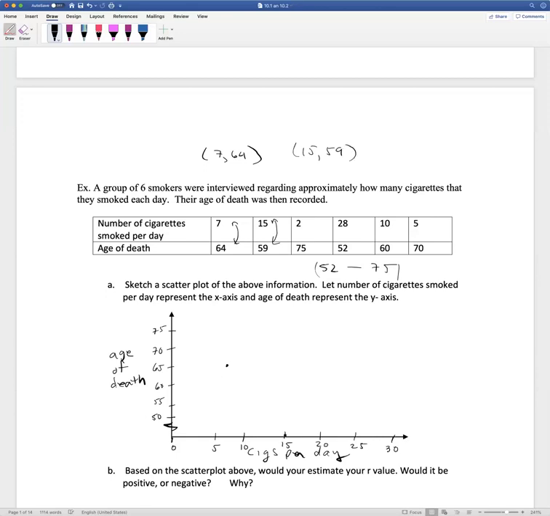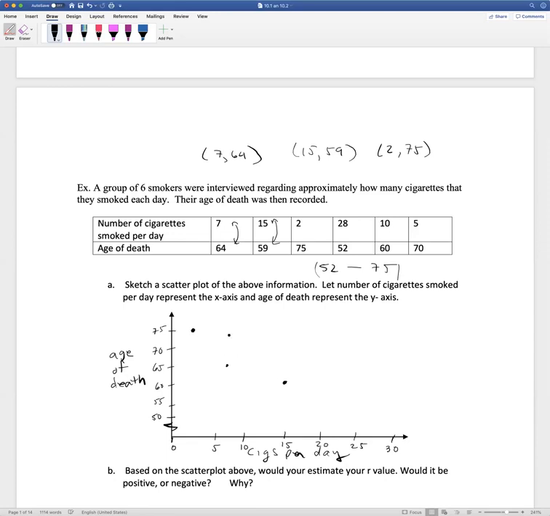So this person smoked 15 cigarettes a day and they died when they were 59. So we're going to go to 15, 59, which looks like it's right around here. This person smoked 2 cigarettes a day and they died at the age of 75. So let's go to 75, which is right here.